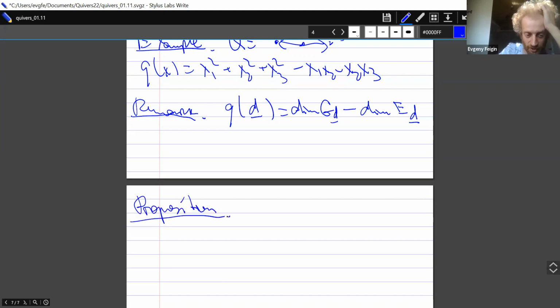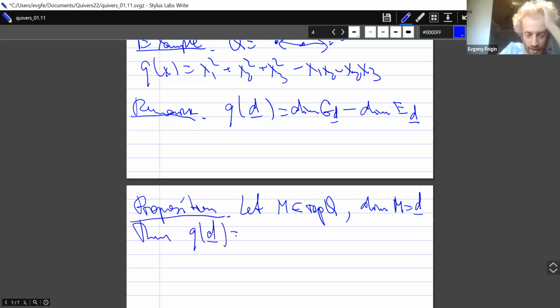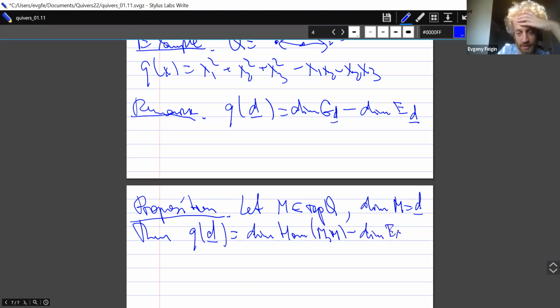So the proposition says as follows. Let M be a module of Q such that the dimension vector of M is d. Then we can compute q of d, and this q of d is expressed in a very concrete way. Namely, it's written as the dimension of the Hom space from M to M, minus the dimension of the Ext space from M to M.